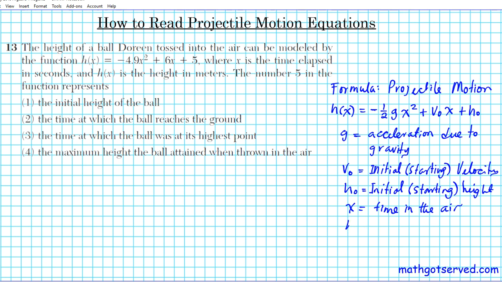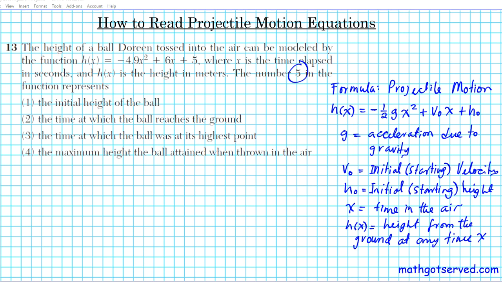And then h of x represents the height from the ground at any time x. Okay? Alright. So just by setting these two equations next to each other and mapping variables to constants, we can easily determine what the number 5 is.